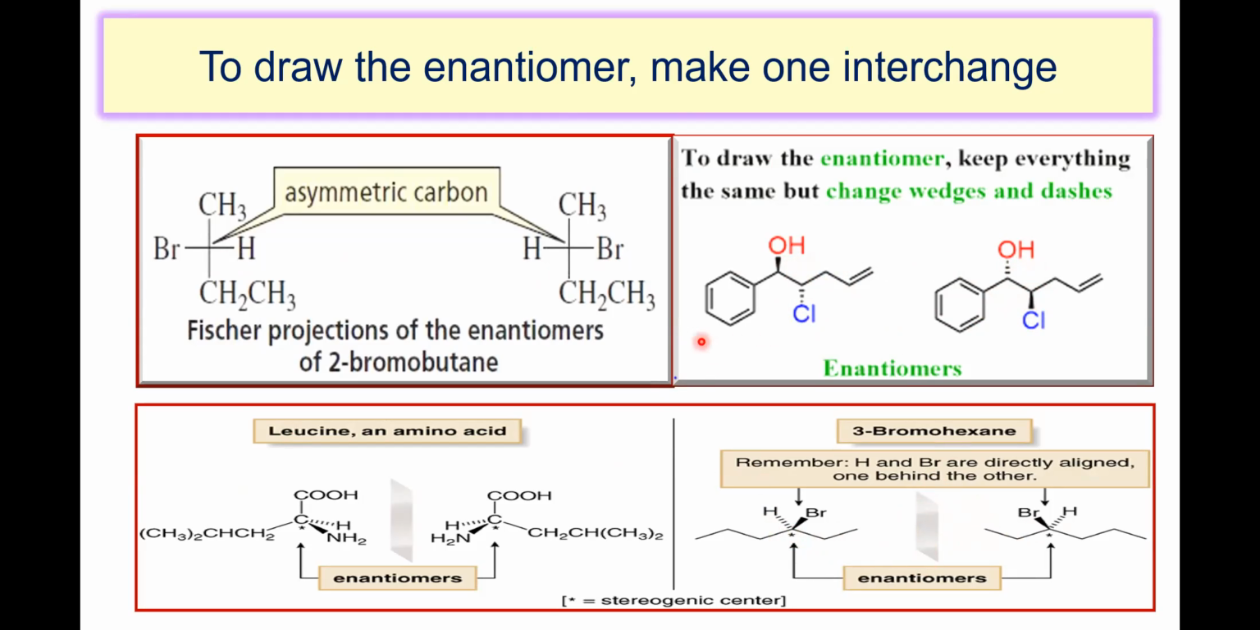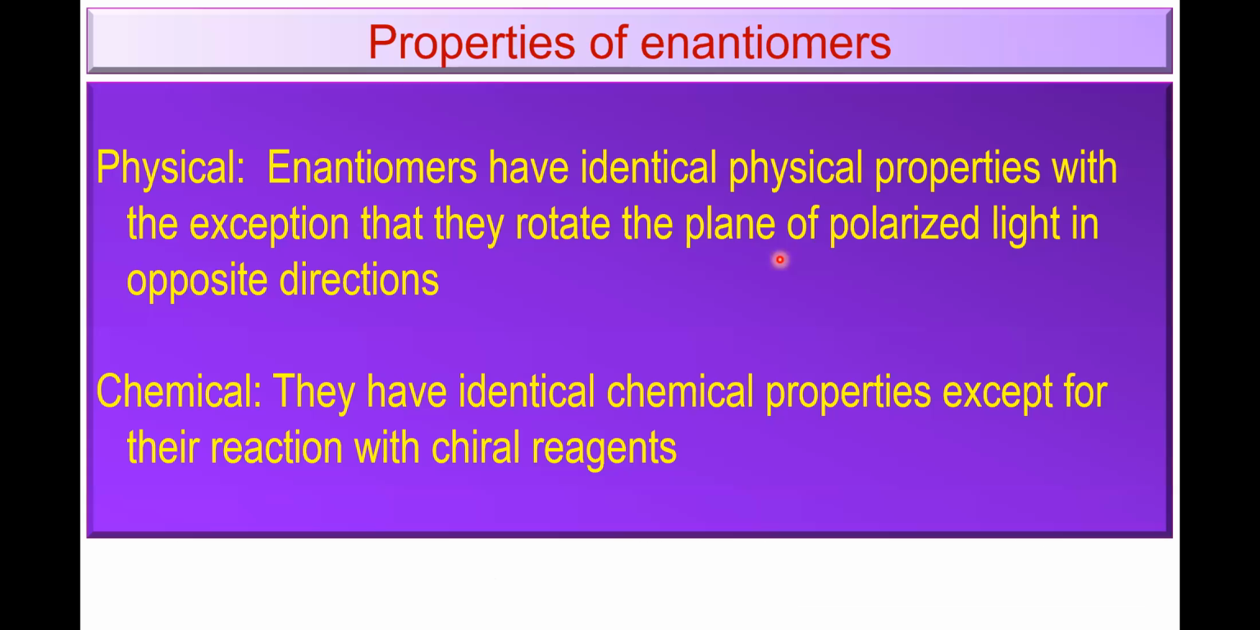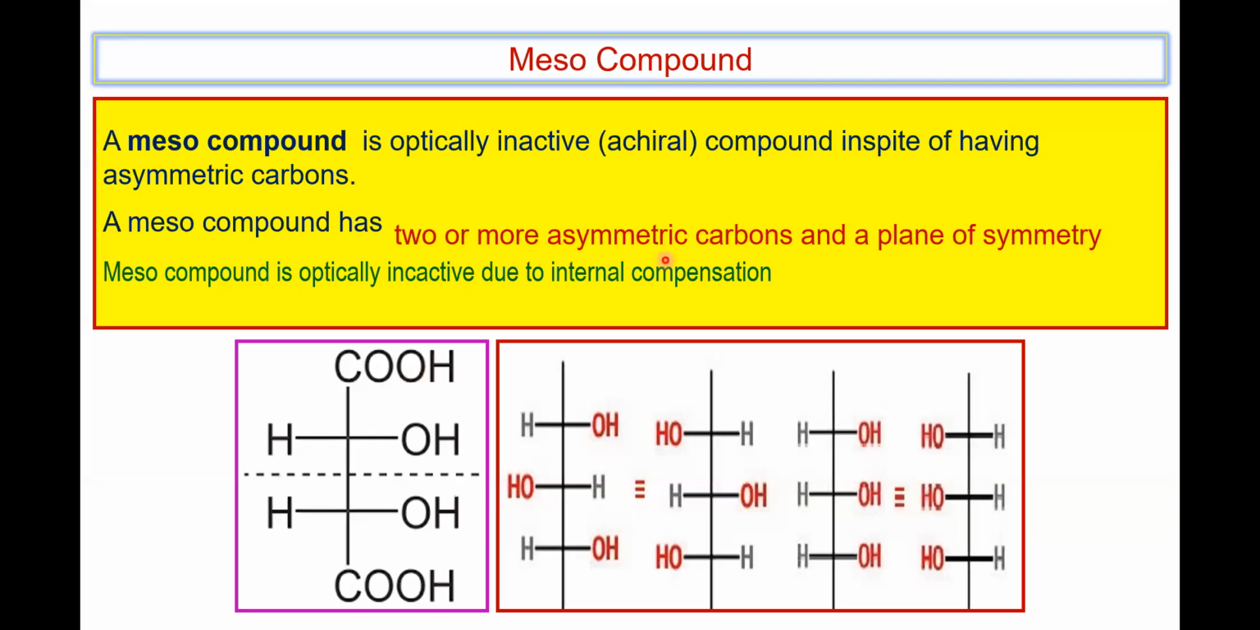Here the mirror plane is put, just as we have shown just now, sideways. So what happens? Wedge will become dash, dash will become wedge. So one interchange will give you the enantiomers. They have similar physical properties, but they rotate the plane of polarized light in opposite directions, and similar chemical properties, but they will behave differently with a chiral reagent.